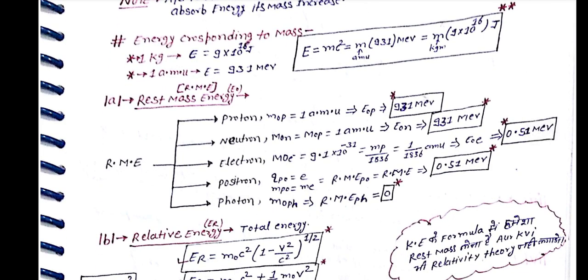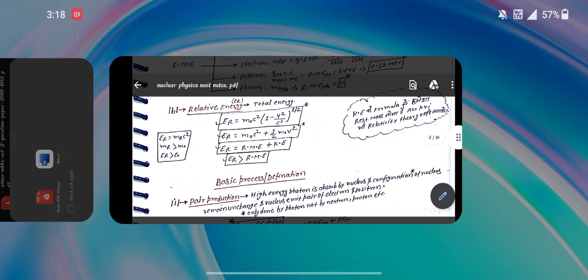Now here the rest mass energy is given. For proton, mass energy is 1 amu, for neutron 1 amu, that is 931 MeV, the same. But for electron it is 9.1 into 10 to the power minus 31 kg, that is 1 by 1836 amu, and if we convert into mass energy that is 0.51 MeV. Positron is also the same, and for photon it will be 0. Next is P they have asked.